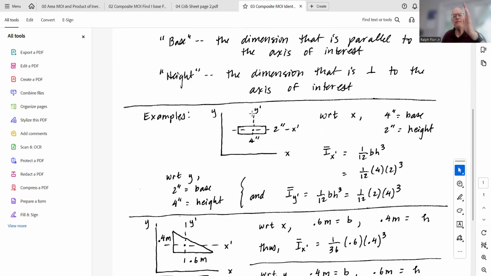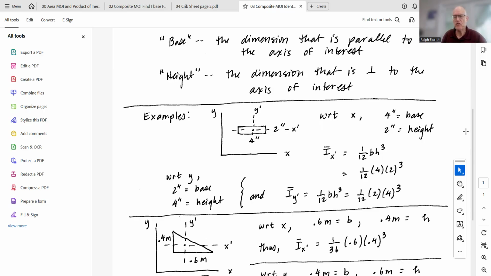If I want to find I about the y-axis, then the dimension that's parallel to the y is 2. So that becomes the base when I'm computing IY. And then the height is 4 because it's perpendicular to the y-axis. And so for IY, I'm going to use 1/12 BH cubed, which is the same formula, but now I'm plugging in a 2 as the base and 4 as the height. So that way I can use the same formula both ways, but I have to correctly identify which is the base and which is the height.